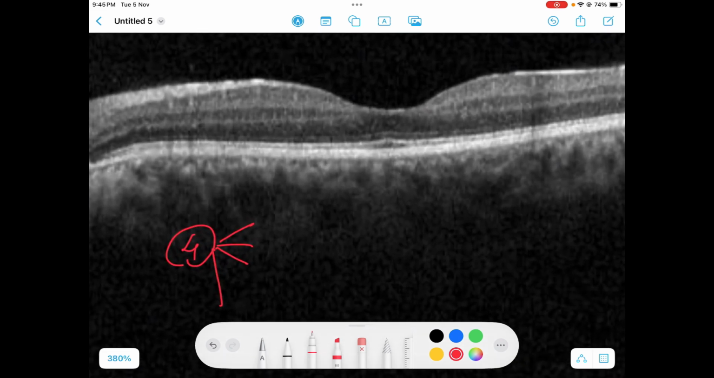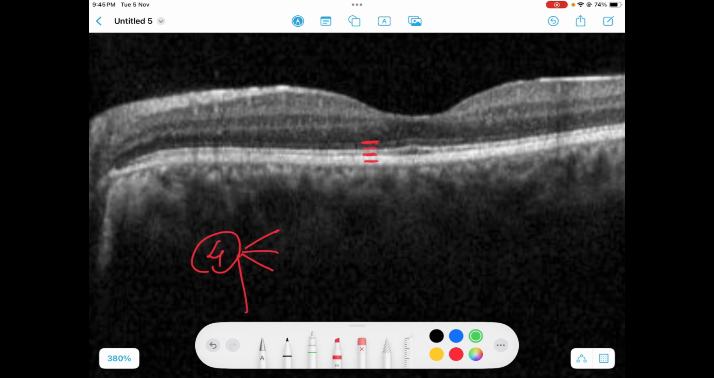Okay, so here we go. This is the first hyperreflective layer, which is the external limiting membrane. The second hyperreflective layer is the ellipsoid zone. The next hyperreflective layer is the interdigitation zone. And the fourth is the RPE Bruch's complex.